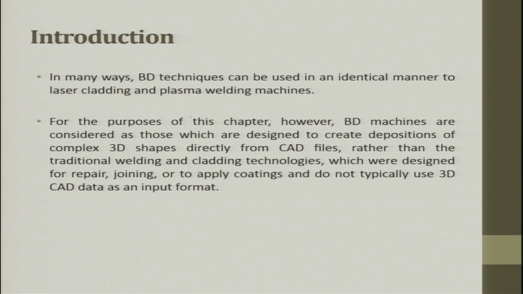In many ways, BD techniques can be used in an identical manner to laser cladding and plasma welding machines. For the purpose of this discussion or chapter, however, BD machines are considered as those which are designed to create depositions of complex 3D shapes directly from CAD files, rather than traditional welding or cladding techniques, which were designed for repairing, joining or applying coatings and do not typically use 3D data as an input format.